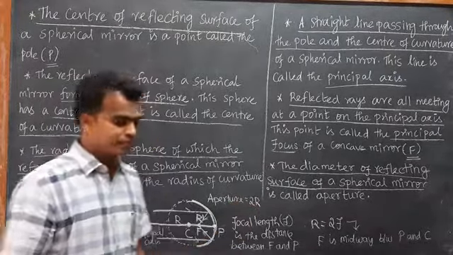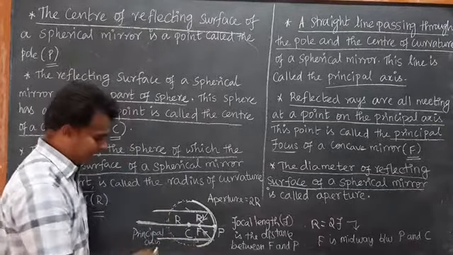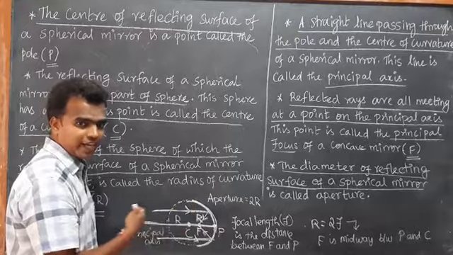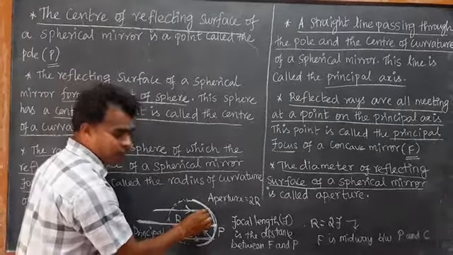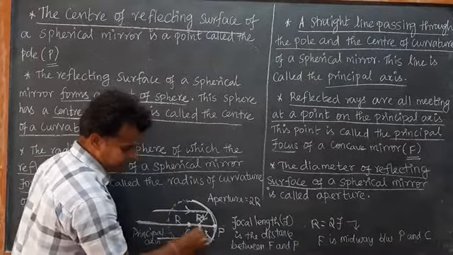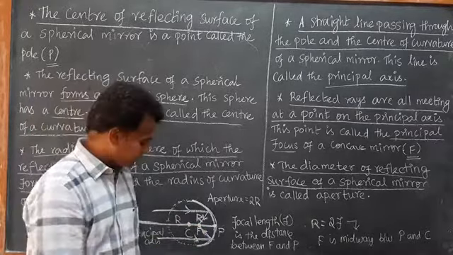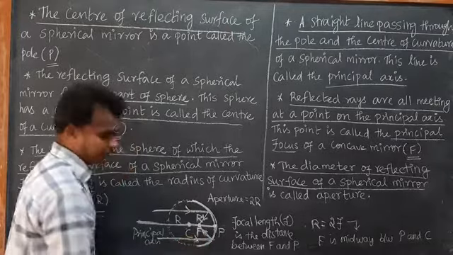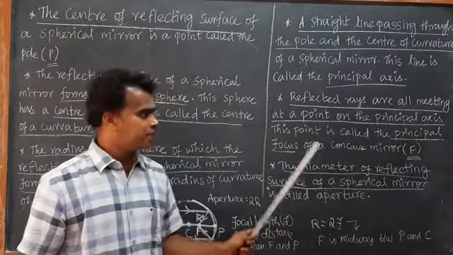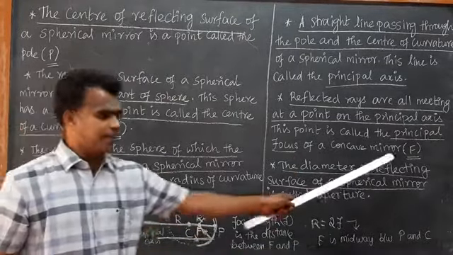The next definition: if you have a number of rays which are parallel to the principal axis, with arrow marks showing the direction they are going, then after they fall on the reflecting surface, what will happen? The rays are reflected, and they will meet at a point on the principal axis. That point is called the principal focus. That's why I wrote the reflected rays are all meeting at a point on the principal axis. This point is called the principal focus of a concave mirror, and the symbol is capital F.